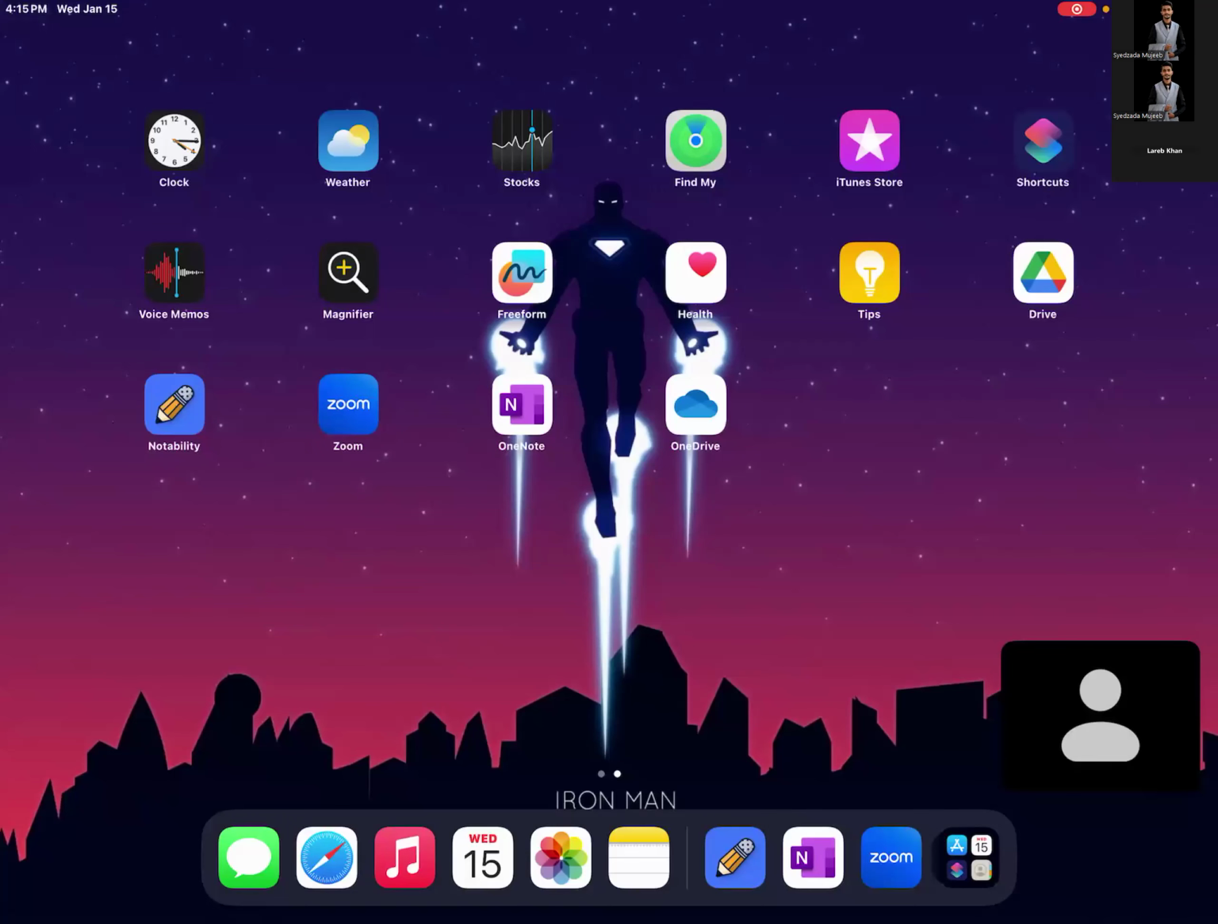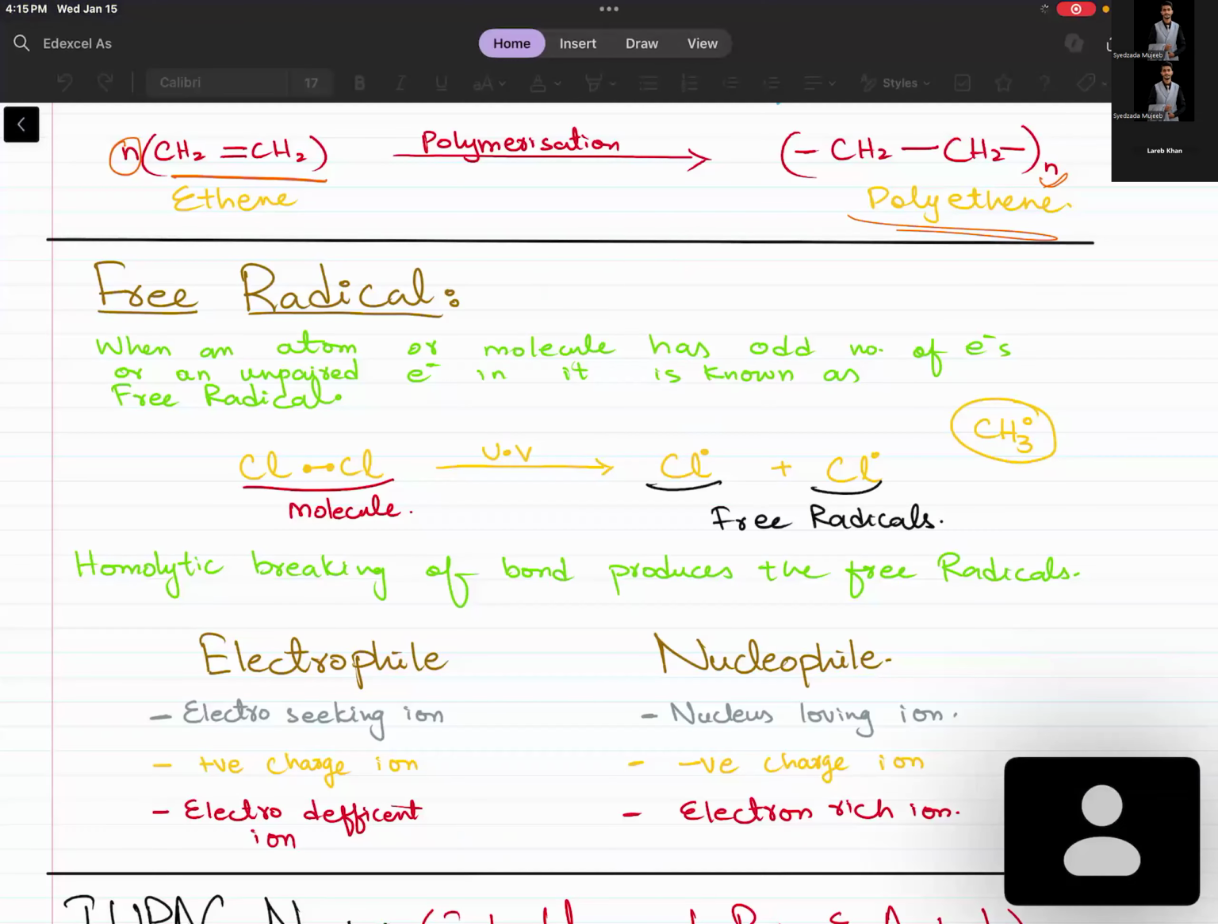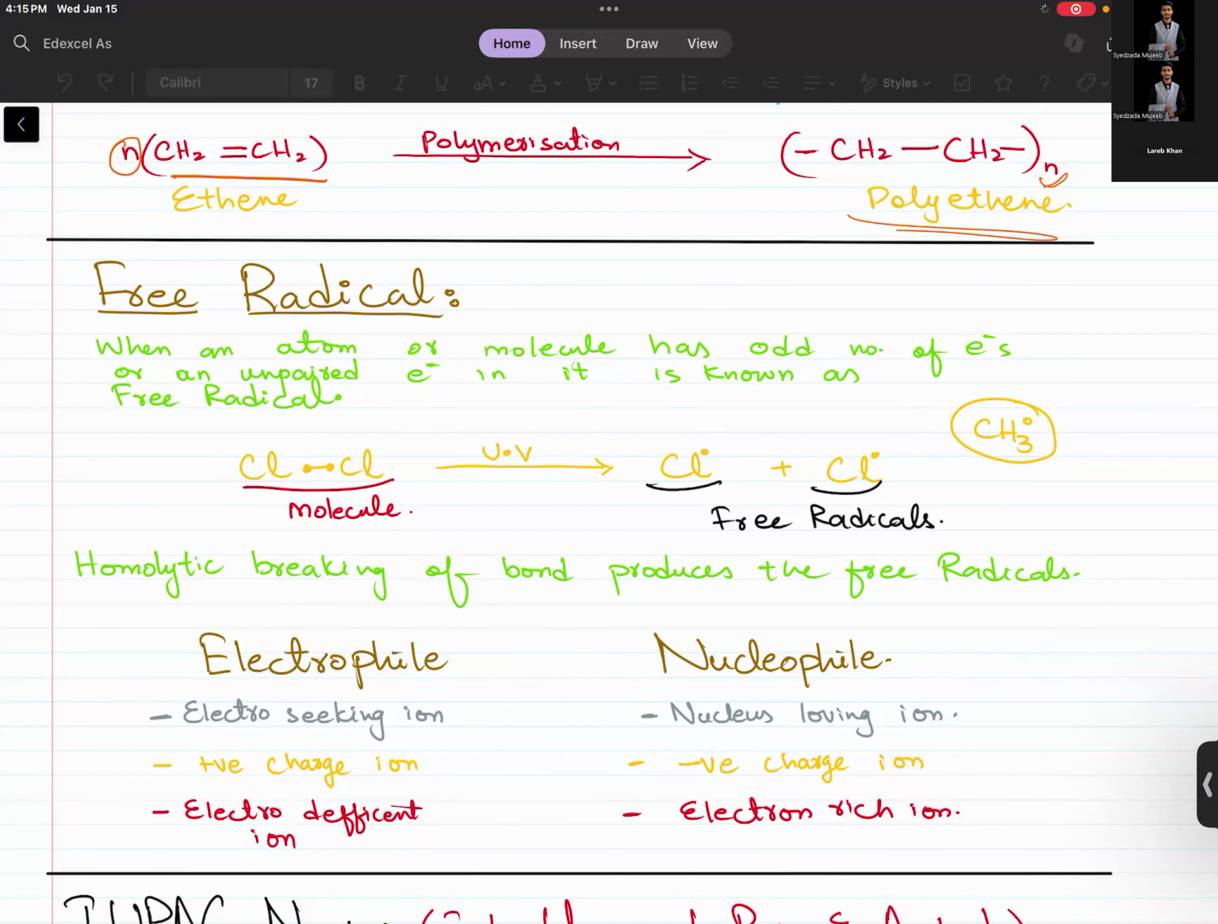Okay, so what we were discussing in the last class is regarding the free radicals. Free radicals are like what I told you: whenever an atom or a molecule has an odd number of electrons, or an unpaired electron present in it, it is considered a free radical.